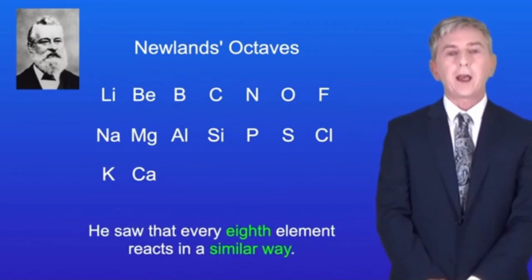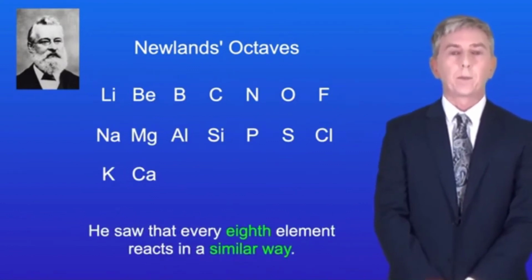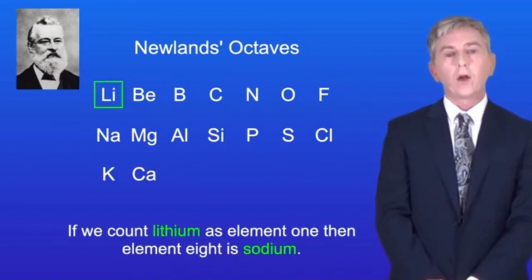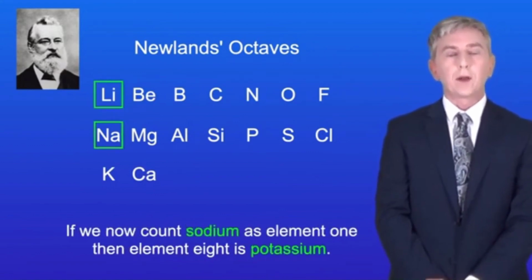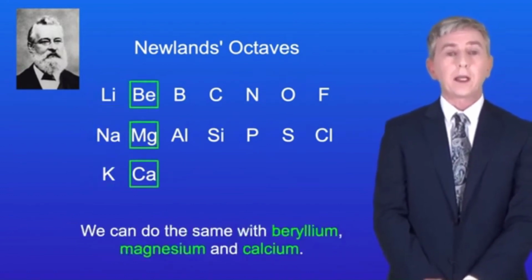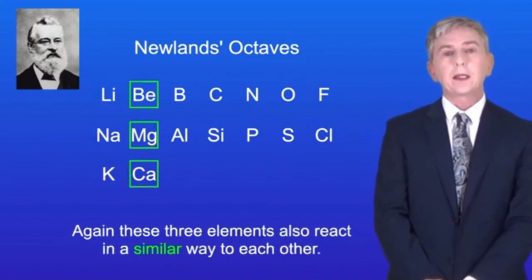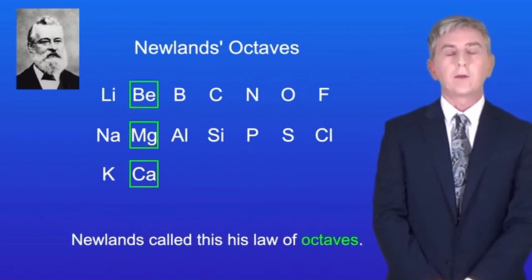He saw that every eighth element reacts in a similar way. If we count lithium as element 1, then element 8 is sodium. If we now count sodium as element 1, then element 8 is potassium. We can do the same with beryllium, magnesium and calcium, and again these three elements also react in a similar way to each other. Newlands called this the law of octaves.